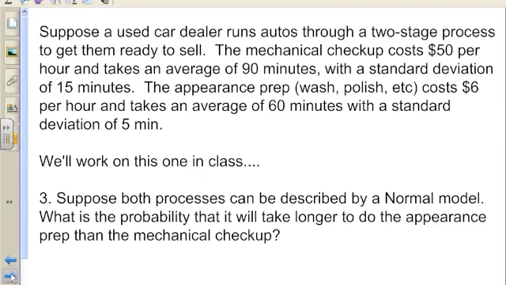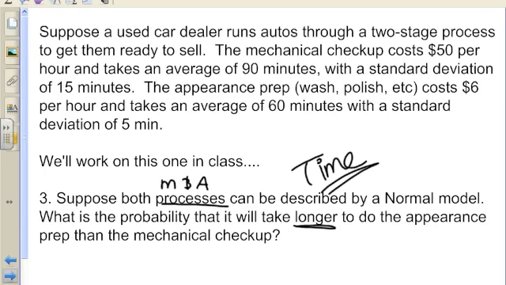All right, just to finish us off today, same story problem. We're going to actually work through this one in class. It says, suppose both processes, so I'm talking mechanical and the appearance, can be described by a normal model. Okay, don't let that worry you right now. We'll come to that in class. But we're going to be looking at the probability it will take longer to do the appearance prep than the mechanical checkup. So longer, we're going to be talking strictly about time. We're going to leave the money part out of it.